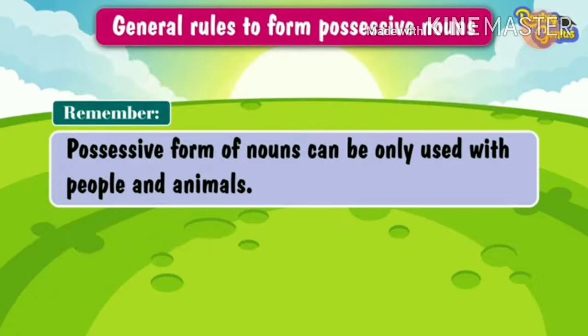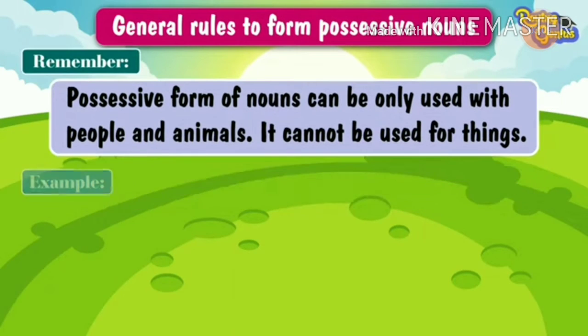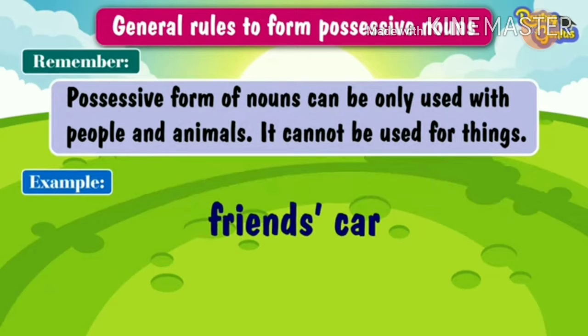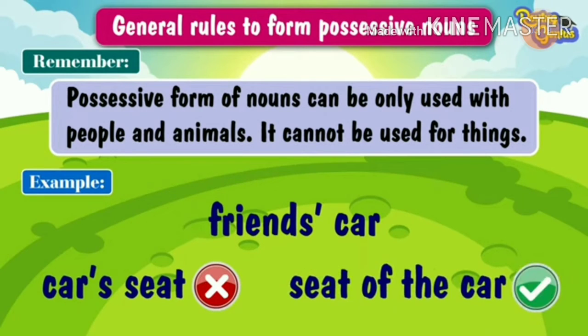Remember, the possessive form of nouns can be used only with people and animals. It cannot be used for things. For example, friend's card. But we don't say the car's seat. We say seat of the car.